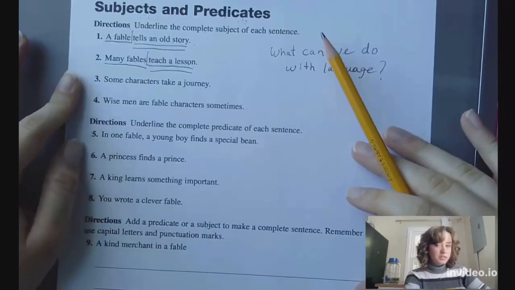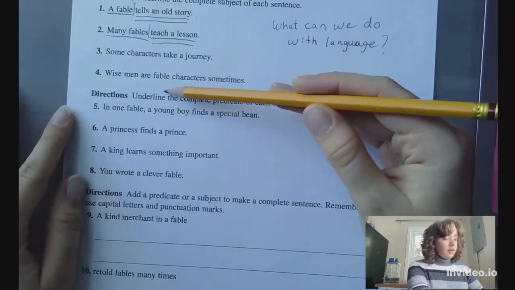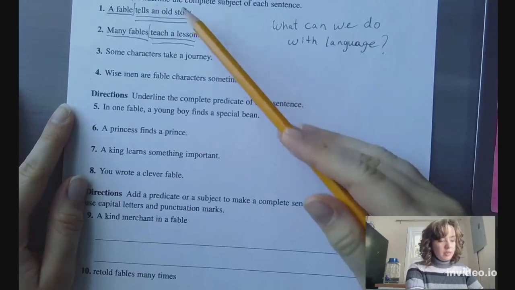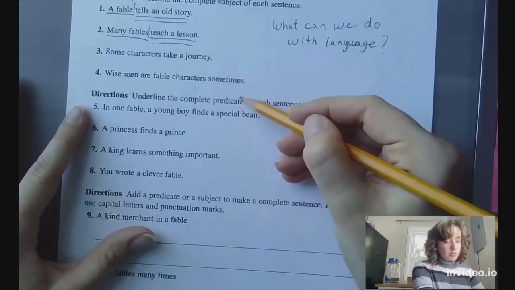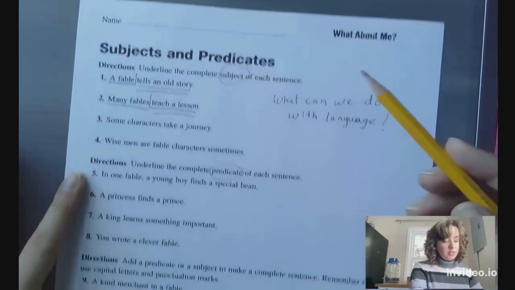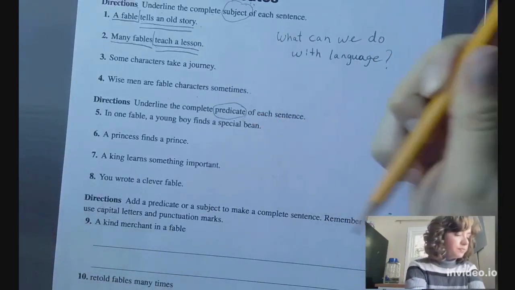Next part of the page. All right. Underline the complete predicate of each sentence. So this one is the same activity as up here. I would like you to focus this time on the predicate. Last time, it's okay if you only did the subject. This time, I want you to focus on the predicate. So let's do the predicate first this time.